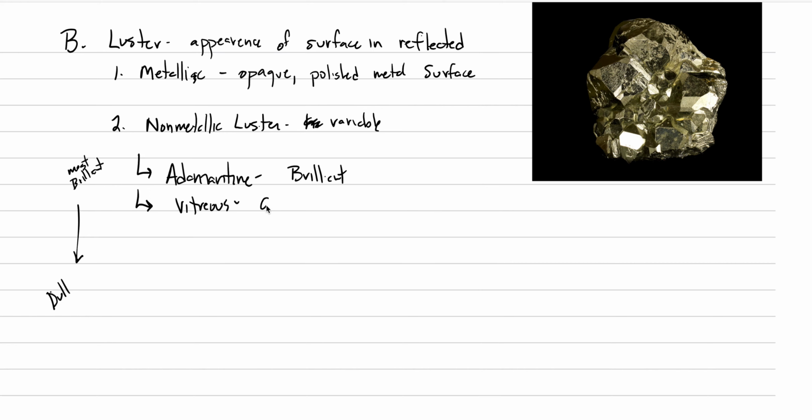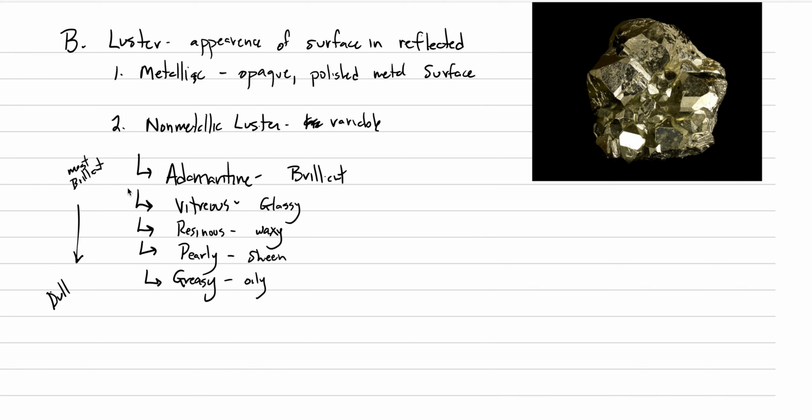Vitreous is glassy. Not quite as shiny as adamantine, but still a beautiful gem-like crystal quality. Resinous is when things are starting to get a little bit dull, and it looks waxy or resiny. Then there is pearly and greasy. These have a bit of a sheen to the surface. So pearly, we tend to say there's a sheen to it, whereas greasy kind of looks oily.